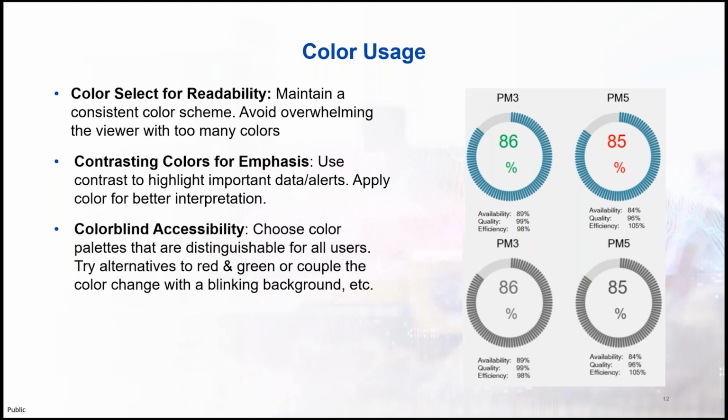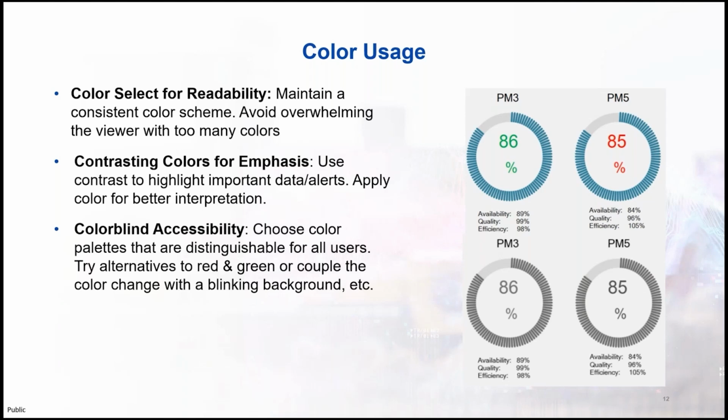It is important to use contrasting colors. So you need contrast to highlight important data and alerts. Are they too low on their availability? Are they really high on their availability? You can use colors to indicate these different things, and it will allow for a better interpretation of the graphic overall. And then the last thing we want to touch on is colorblind accessibility.